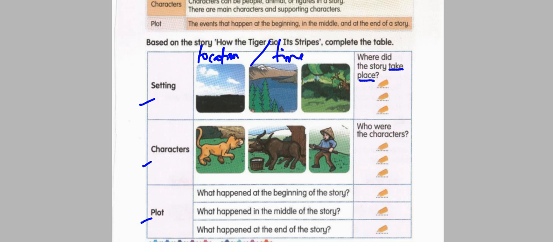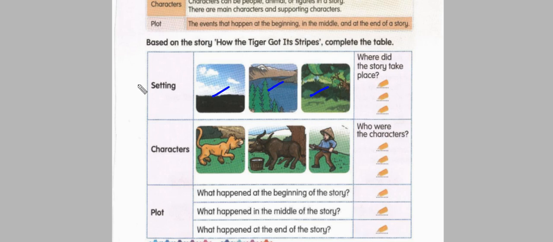For example, for How the Tiger Got Its Stripes, I'm going to give you the answer straight. Here is the lake, here is the jungle and paddy field. So in How the Tiger Got Its Stripes, it has three locations here: the jungle, the paddy field, and the lake.